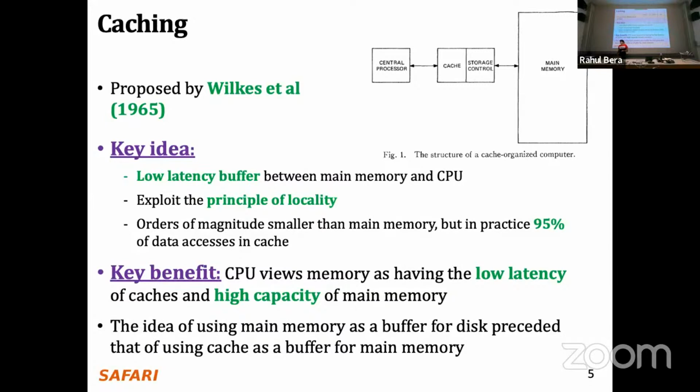An interesting point that you may have noted if you've read the paper is that the idea of using main memory as a buffer for disk actually preceded that of using caches as a buffer for main memory. And you can see that the author, when he provides a background on caches themselves, likens cache behavior to that of main memory buffering access to disk.